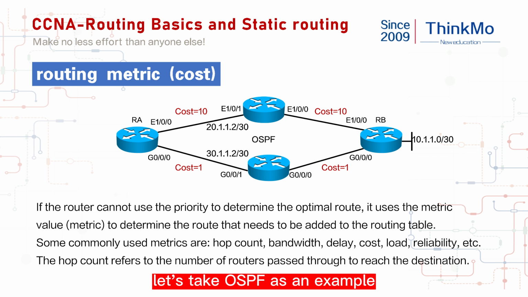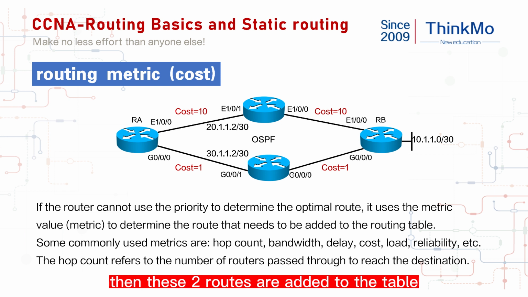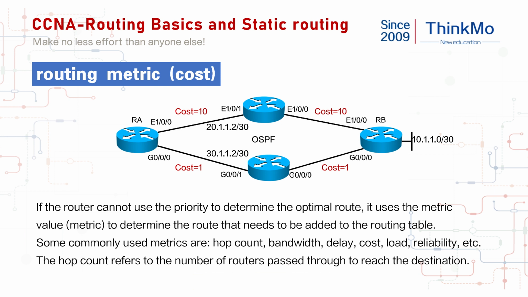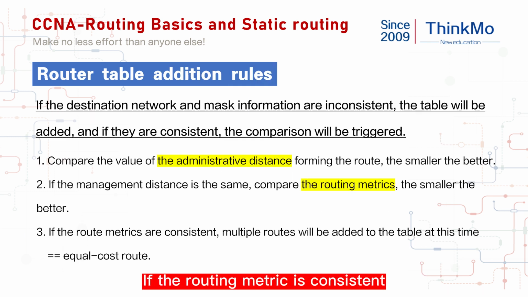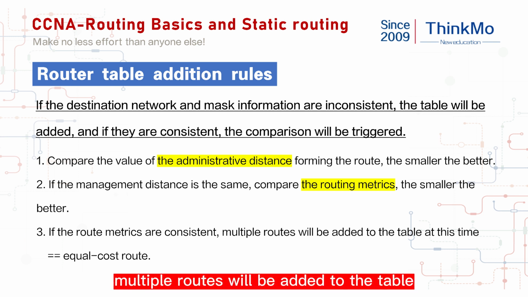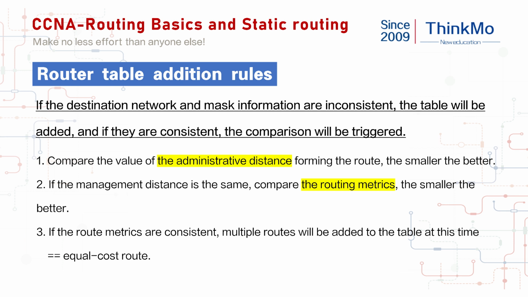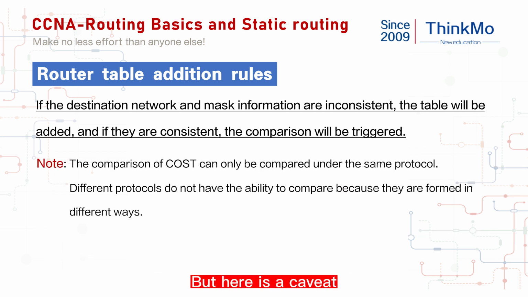Let's take OSPF as an example. If the protocol is the same and the cost value is also the same, then these two routes are added to the table. This is the principle of adding routes to the table. If the routing metric is consistent, multiple routes will be added to the table. This is called equal cost routing, also known as load sharing. Both of them are equivalent in terms of forwarding capability.